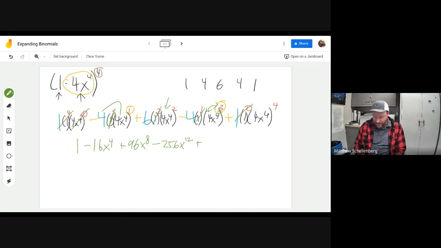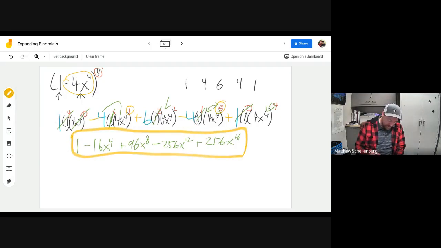And here we have 4 to the 4th power, which of course is 16 squared, which is 256. And times x to the what? Well, 4 times 4 is 16, so that's x to the 16. And that is it. That is the answer to that one. So everything's nice and smooth and in its simplest form. So this is fully expanded. Yay.